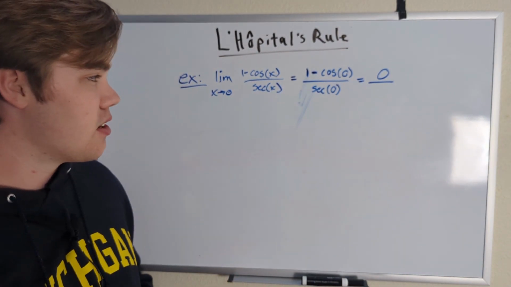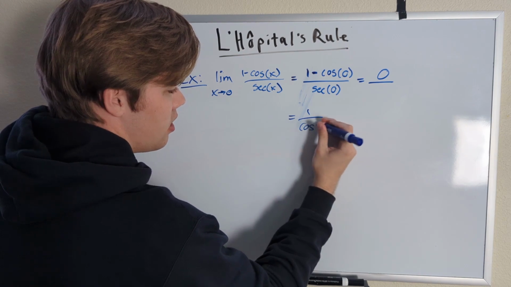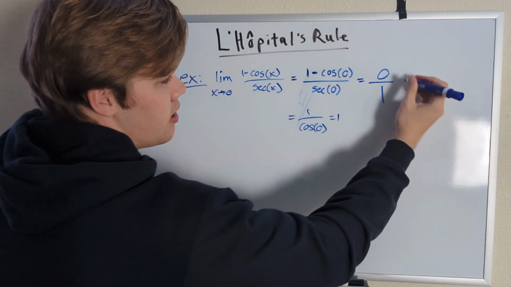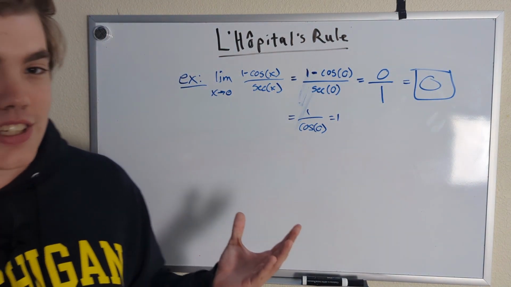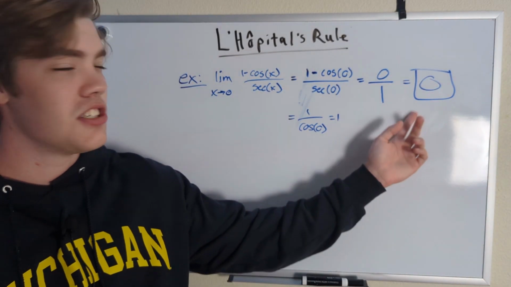Well, if you know your unit circle, you know that secant of 0 is equal to 1 divided by cosine of 0, which is just equal to 1. So we get 0 divided by 1, which is just equal to 0. And in fact, we didn't have to use L'Hopital's rule at all. That's just the limit. 0 divided by any number not named 0 is not an indeterminate form. It's just equal to 0.